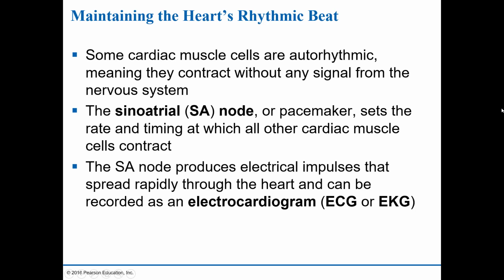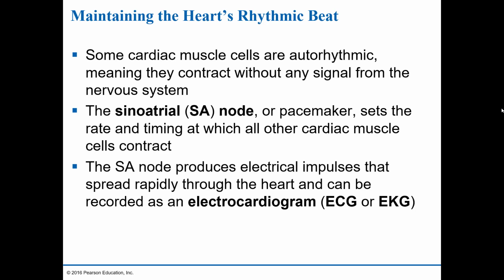Some cardiac muscle cells are autorhythmic, meaning that they contract without any signal from the nervous system. So the SA node, the sinoatrial node, is our pacemaker, and it sets the rate and timing at which all other cardiac muscle cells contract. So when that's not working properly, then you get a fake pacemaker that, when it doesn't act right, shocks it and makes it act correctly so that your heart does work properly.